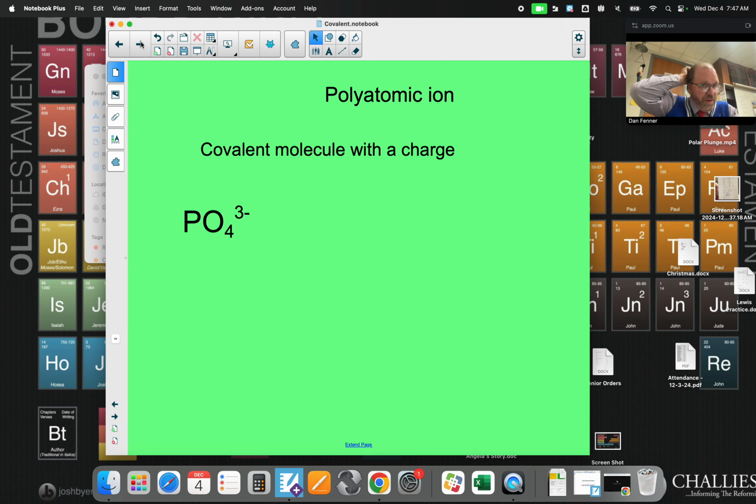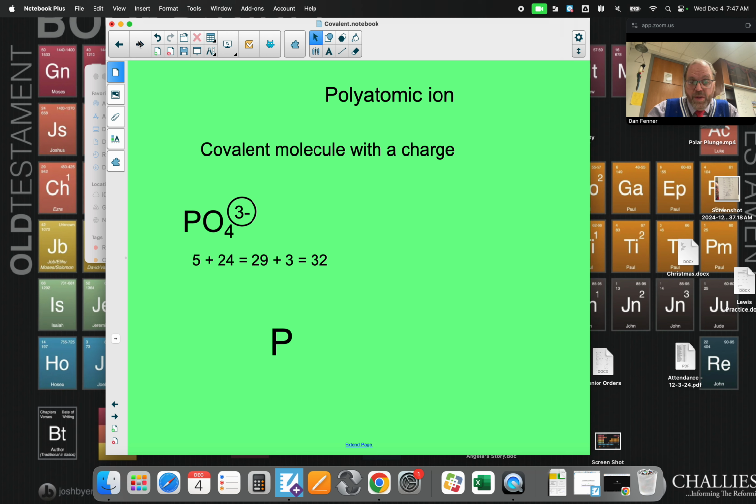First one is called polyatomics. These are covalent molecules with a charge. So let's take a look here. We have 5 for phosphorus, counting the columns. 6 times 4, that's 24. When we add those together, we get 29. But we have this little -3 here. What does that -3 mean? That -3 means I have 3 extra electrons. So I actually have 32 electrons.